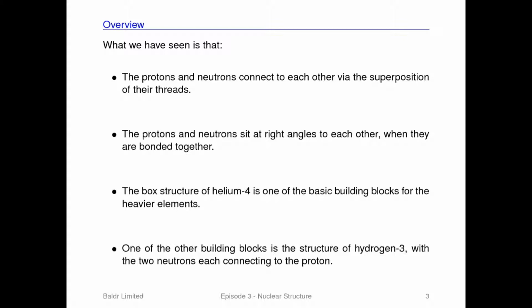We've also introduced the concept of metastates, which exist when there are different ways of fitting the protons and neutrons together, as we saw with hydrogen 3. Lastly, we mentioned that these rings are not fixed structures, but do have some elasticity to them, allowing them to bend and bow depending upon what they're attached to and the repulsive force between the protons.